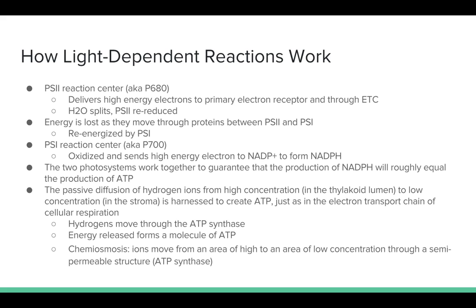And these two photosystems work together to make sure that NADPH and ATP are roughly equal. And through this, ATP is created, and this happens as hydrogens move through the ATP synthase, and energy is released and forms a molecule of ATP.